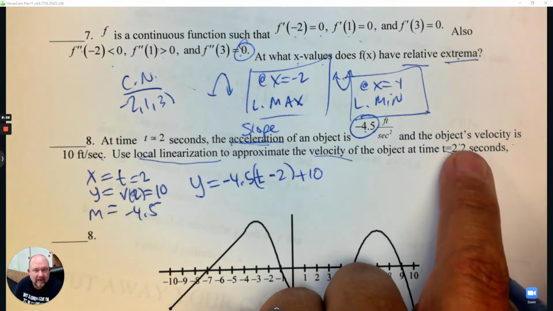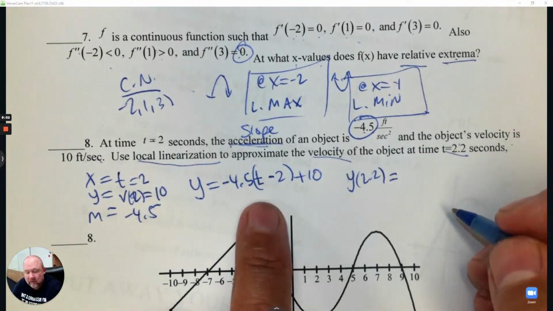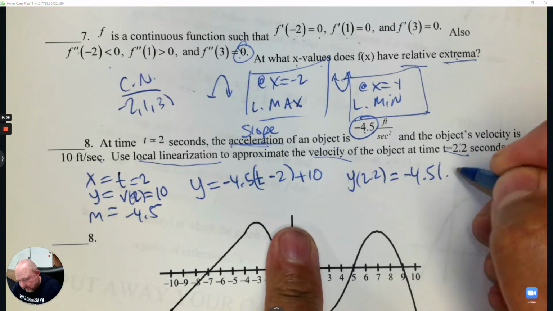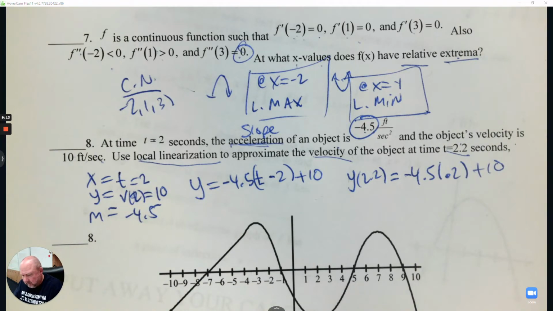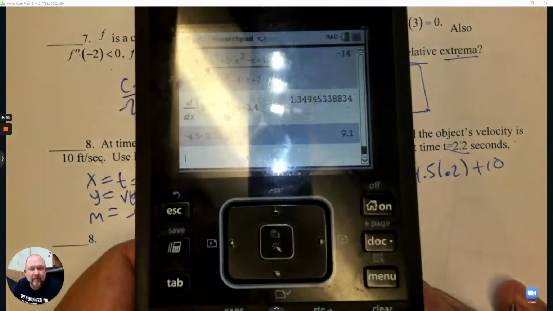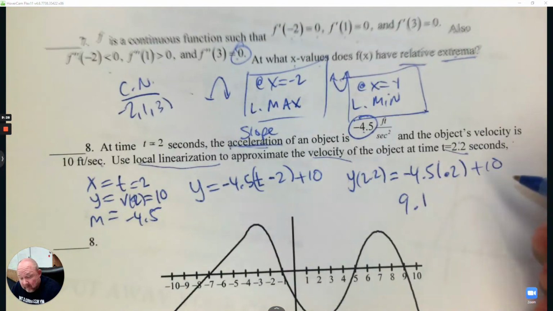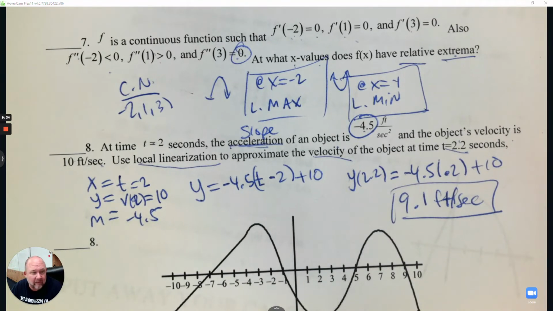And then it says to plug in 2.2 to approximate it. So if I plugged in 2.2, and you could use your calculator, 2.2 take away 2, it would just be 0.2 plus 10. So just use your calculator. -4.5 times 0.2 plus 10. And I get 9.1. And then you could do feet per second. So make sure you remember the units. So the approximate velocity at 2.2 seconds would be 9.1 feet per second.